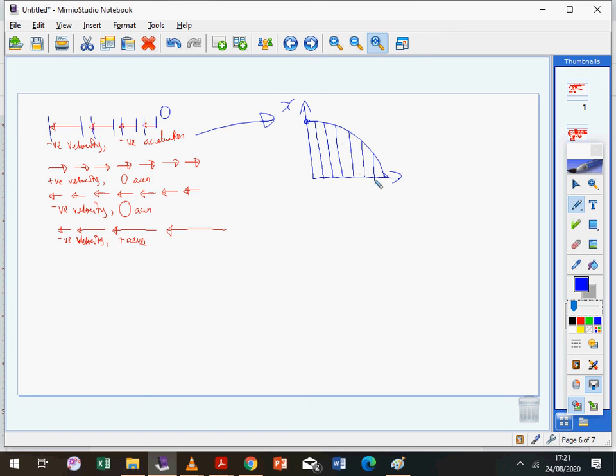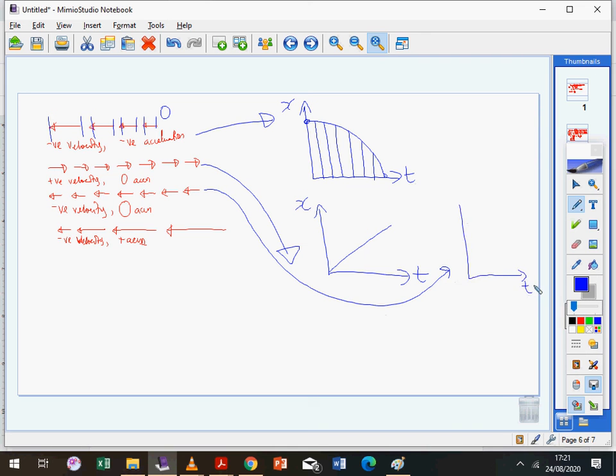Alright, position time graph for this one, because it has a constant velocity, that's just going to be like this. Same as this one here, because it has constant velocity, but that velocity is negative, it's going to be like that. And then finally, this one here, I hope you can already figure out what this looks like. It's going to look like this. So those are position time graphs for each of these different types of accelerations.